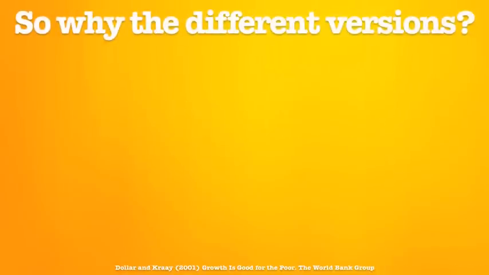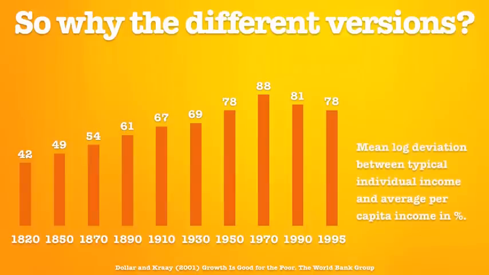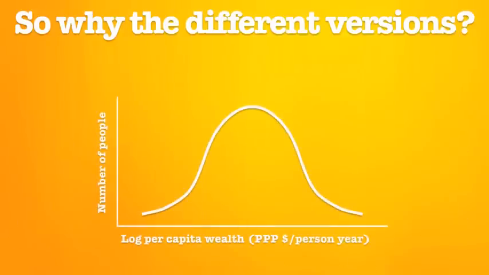So why the different versions? The first version said that inequity is dropping. Now here's how that was calculated. The graph was based on what economists call the mean log deviation, which is represented through this typical bell curve or normal distribution. It assumes that the further away you are from the average, the less people will be in that income bracket.